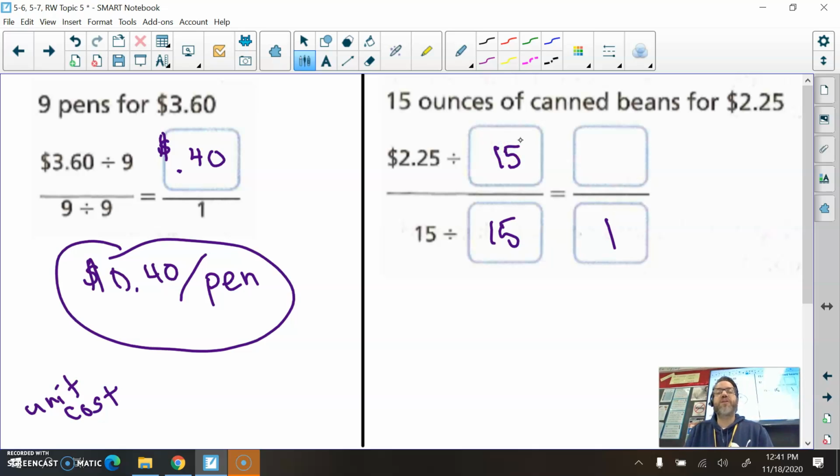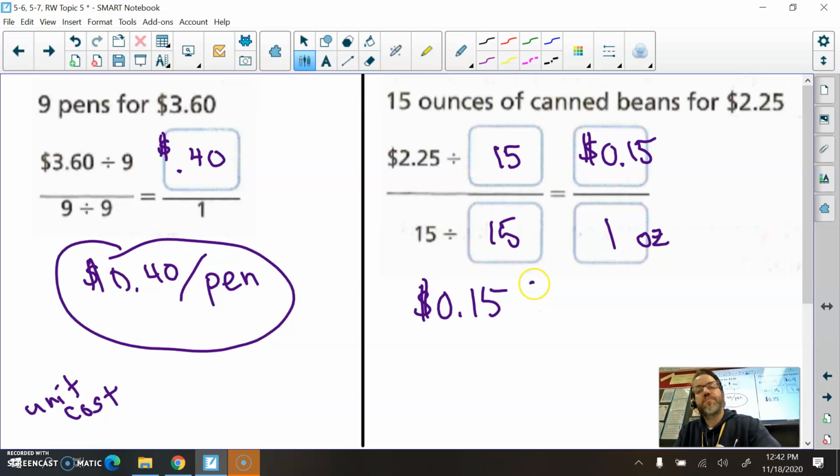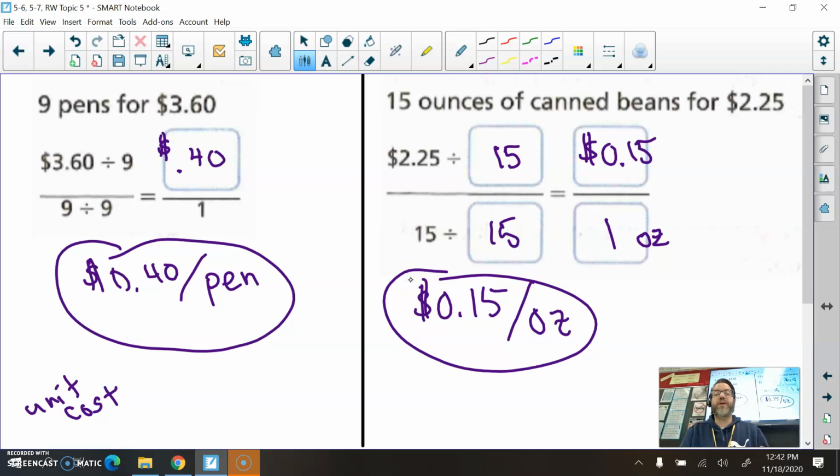Okay, so then you take $2.25, divide that by 15, and you can use a calculator to do this if you wish. It comes out to exactly 15 cents. So it's 15 cents for 1, and we're dealing with ounces. A good abbreviation for ounces is OZ. Okay, so it's 15 cents per ounce. I'm going to write it like this, 15 cents per ounce. That's a nice way to write the unit rate.